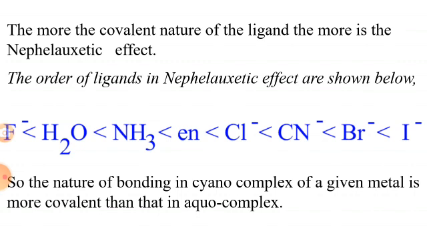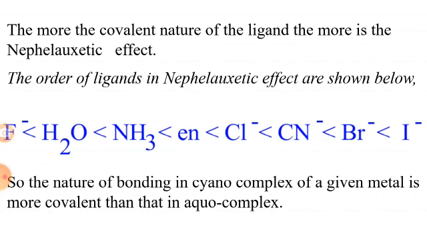The nature of bonding in cyano complexes of a given metal is more covalent. We can see CN minus in the series, and H2O is below CN minus, with H2O having a less Nephelauxetic effect as compared to CN minus. So the bonding in cyano compounds of a given metal is more covalent as compared to H2O. H2O shows more ionic character as compared to CN minus.